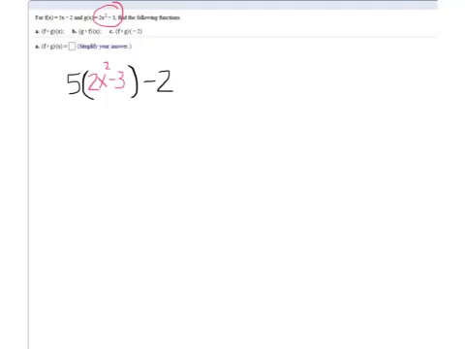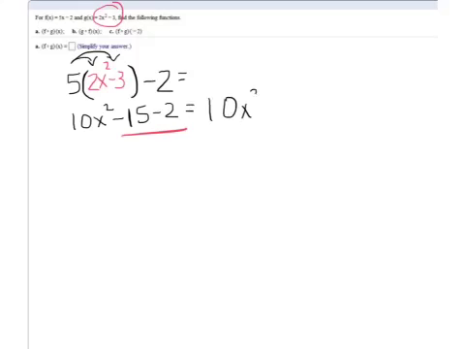And then I'm going to simplify it. So I'm going to go ahead and distribute my 5, and then I'll be finished. And I can put that in and check my answer. But that will give me a 10x squared minus 15 minus 2. And these two are like terms, so I can combine those. So that gives me 10x squared minus 17 for the first part.